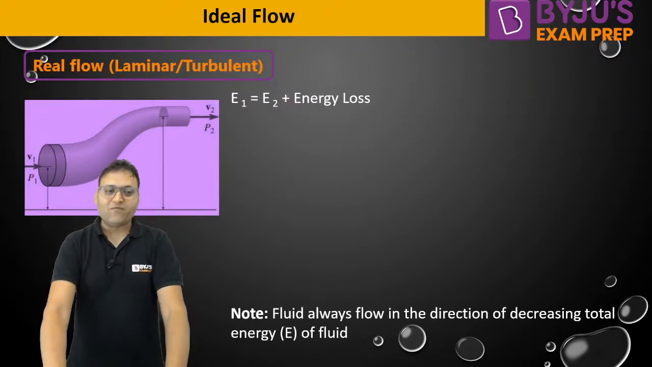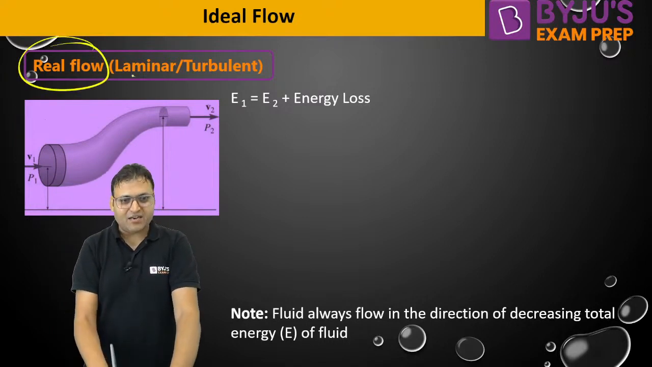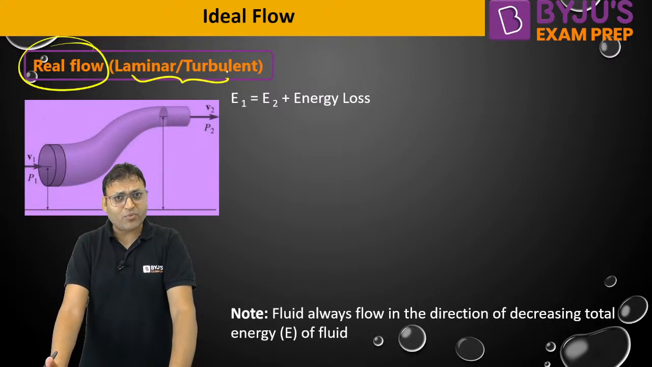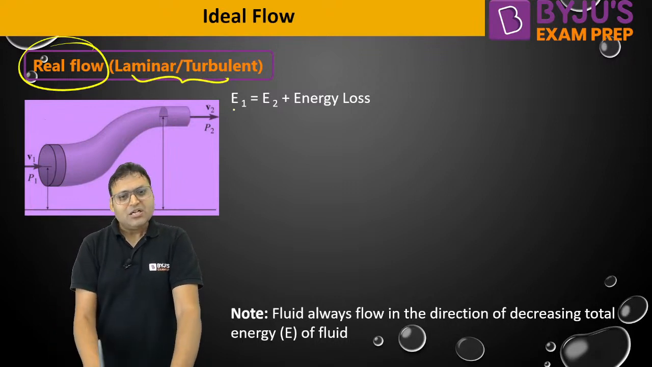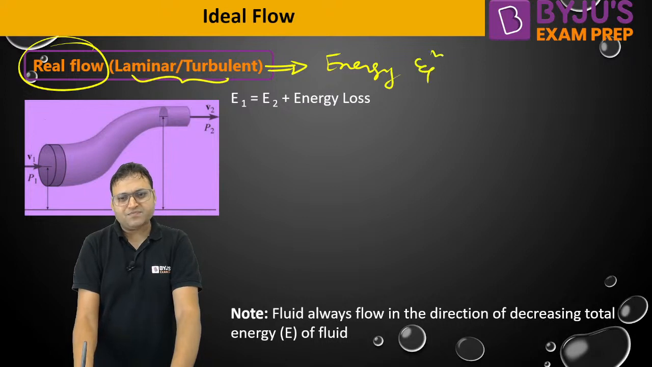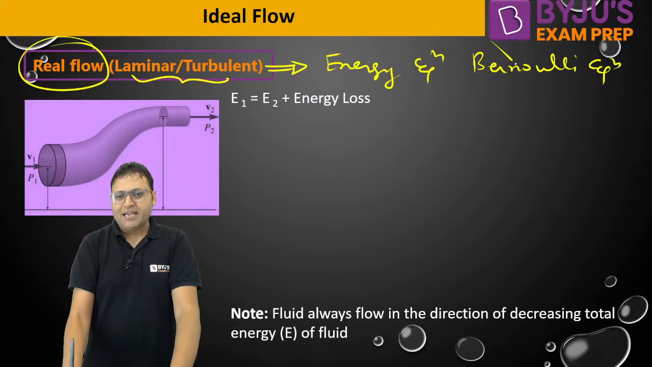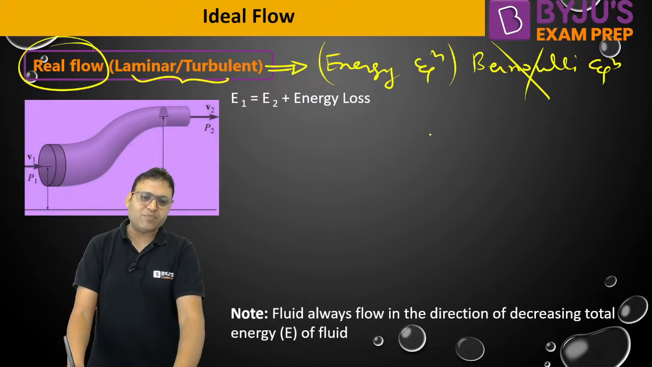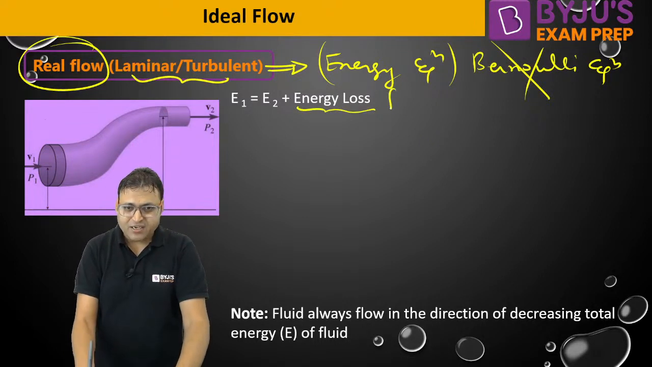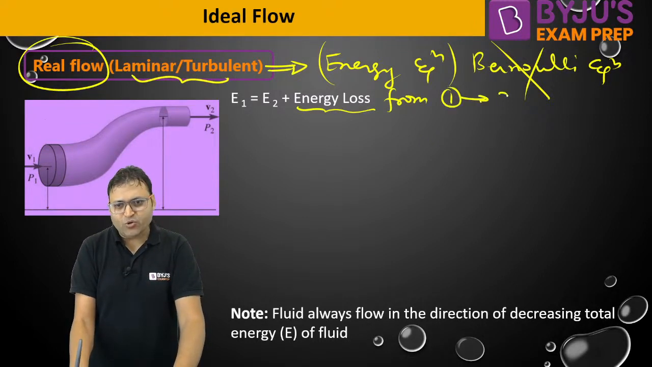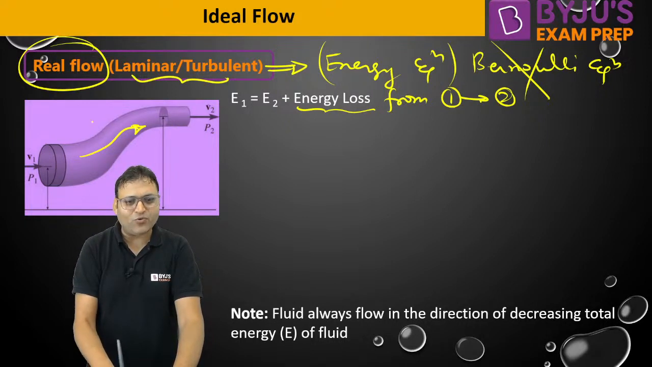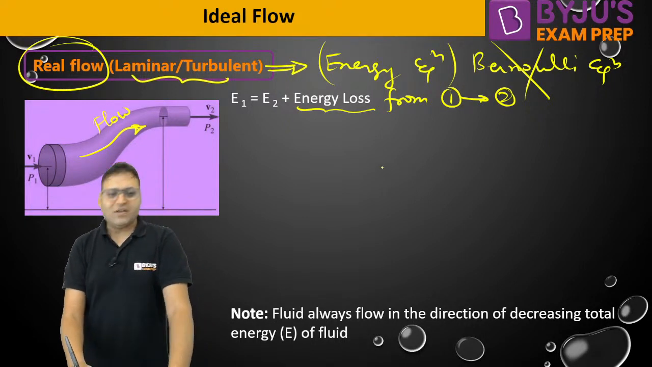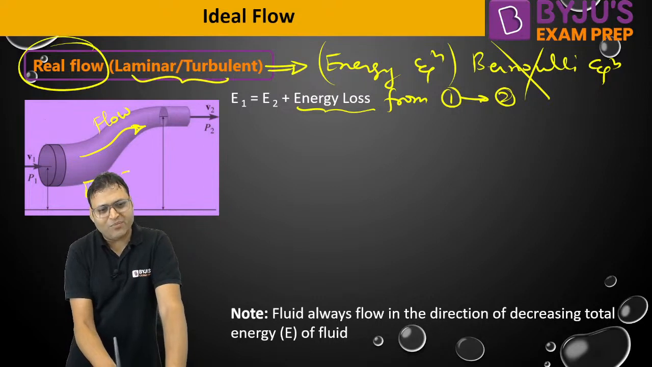But if the flow is considered as real flow, it can either be laminar or turbulent based on the value of Reynolds number. So we can still apply the energy equation, but we do not call it the Bernoulli equation. It is not a Bernoulli equation. Energy equation will be applied, but we do not call it Bernoulli equation because the energy losses from 1 to 2 need to be taken into consideration if the flow is from 1 to 2.